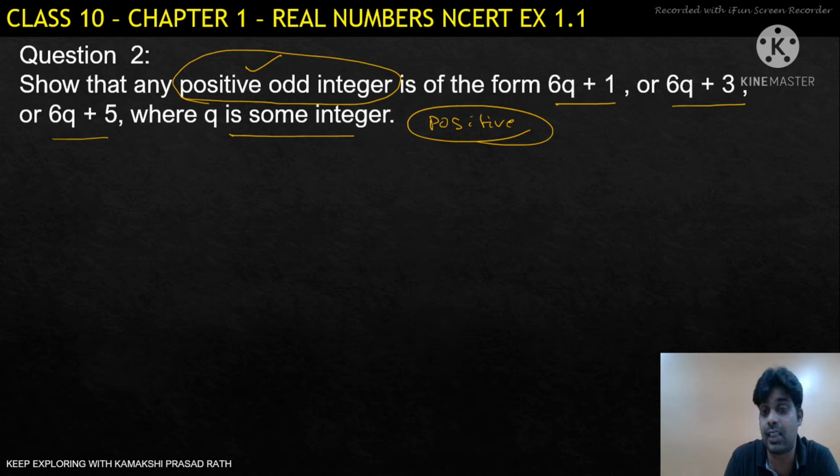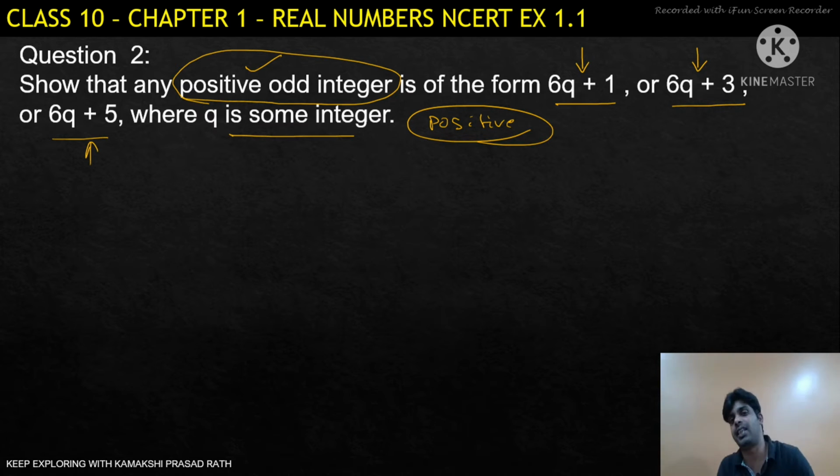The next thing to see is the forms. As you can see, the forms of this integer are 6q plus 1, 6q plus 3 or 6q plus 5. The most important thing here is 6. That means the integer has been divided by 6, and only then will we get this form. We have discussed how an integer is formed in our earlier videos. You can get the link to that video in the description box so that you can understand it better.